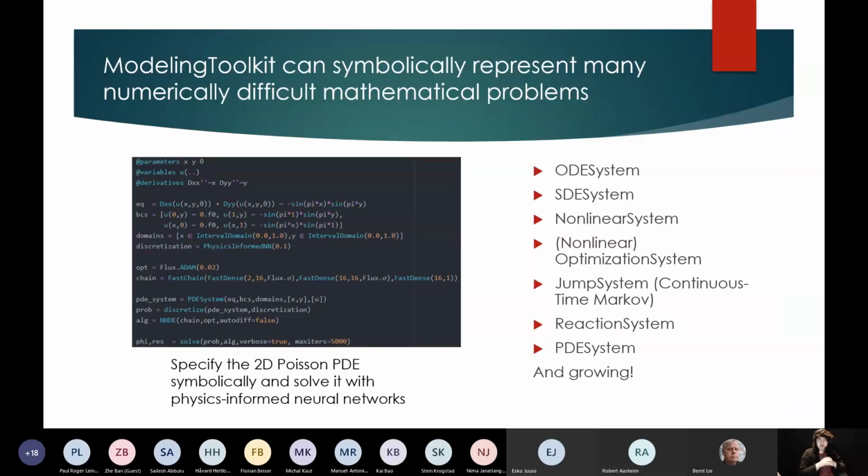So one of the interesting things about ModelingToolkit is it can represent a lot of different numerically difficult mathematical problems like ODE systems, SDE systems, optimization systems, reaction systems, jump systems, PDE systems. So here, for example, is the physics-informed neural network solver library where the representation is symbolic. So you just symbolically write down, this is a heat equation: dxx, dyy, it equals sine. You say, here's the neural network that I want to use to solve the differential equation, and then it trains the neural network to be the solution of the differential equation, right?